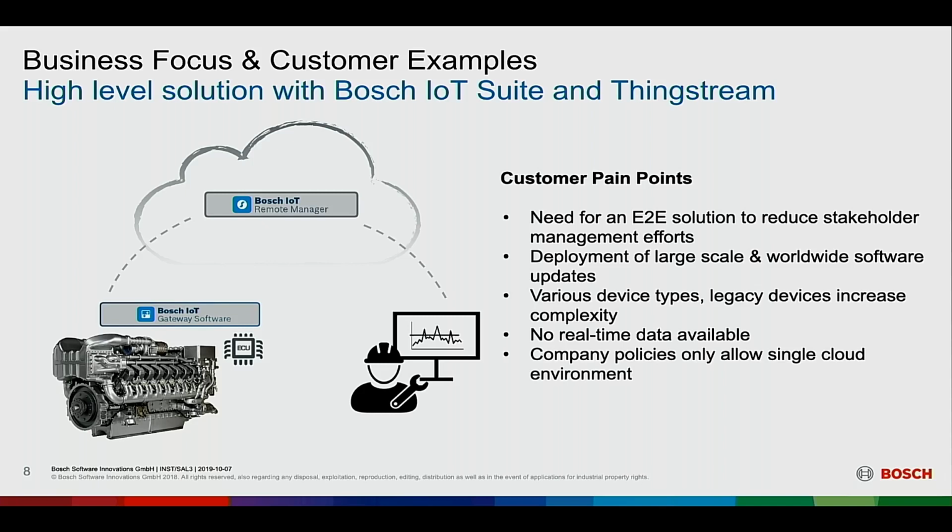And I think that's where we differentiate from other IoT vendors. We are flexible, so we can run on AWS, we can run on Azure, we can run on our own Bosch IoT cloud. It's really depending on where the customer needs us to be.